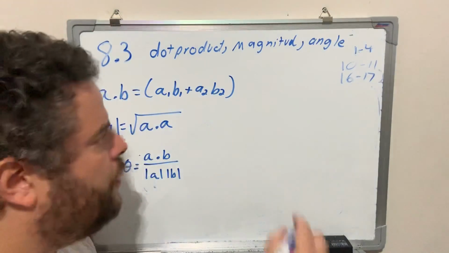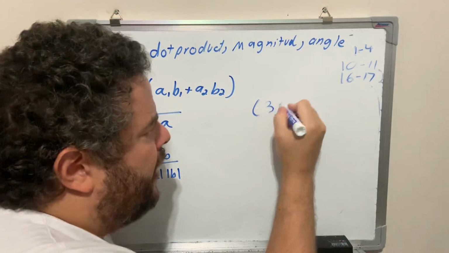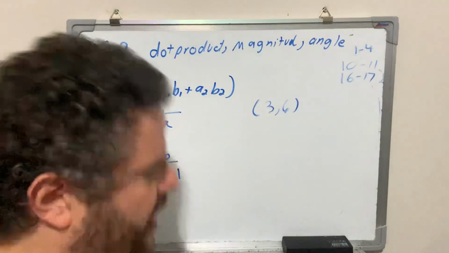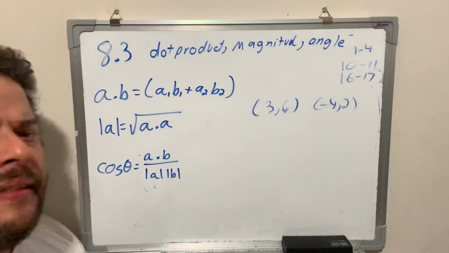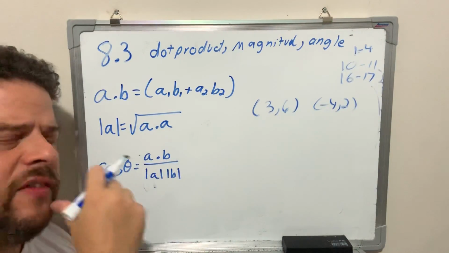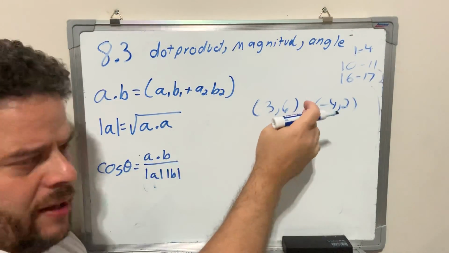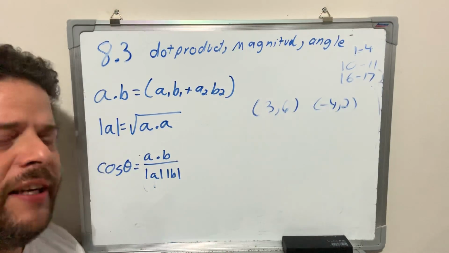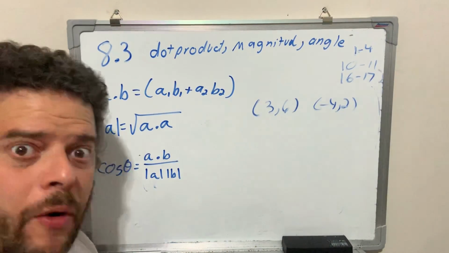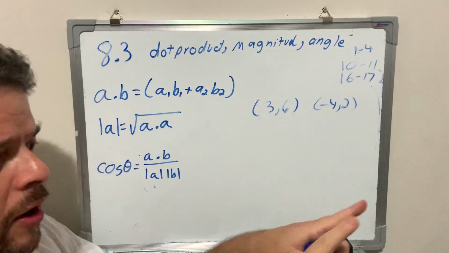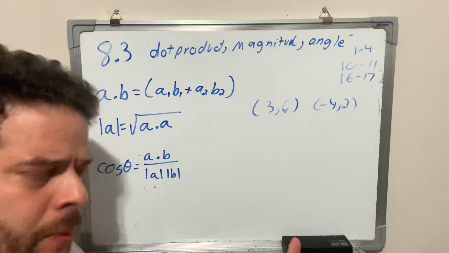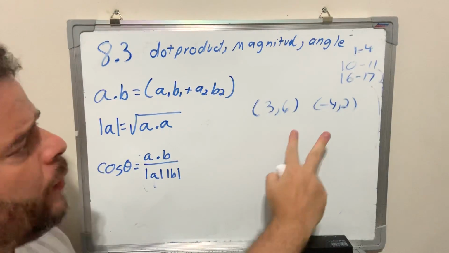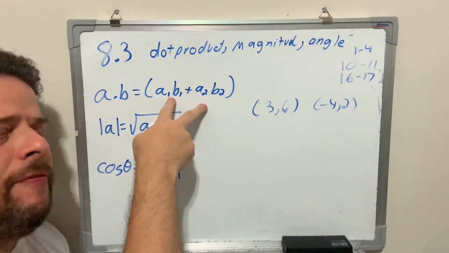Let's say they give you vector A, which is 3, 6, and vector B, which is -4, 2. And they ask you two things. They ask you, give me the dot product of these two vectors, and also, are they orthogonal? Which is another way of saying, are they perpendicular, or do they create a 90-degree angle between them? Now, all we have to do is use this very simple formula.